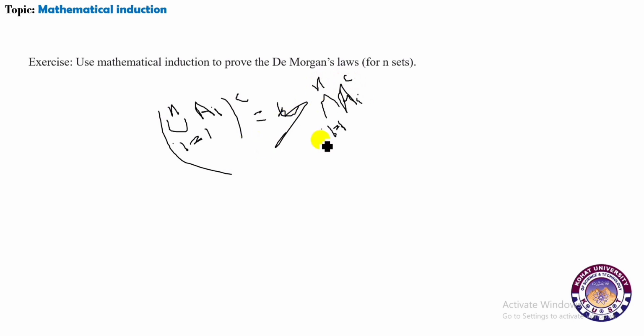Similarly, you can also try the second form of the De Morgan law, that is the complement of the intersection of A_i, i equal to 1 up to n, is equal to the union of A_i complement, i equal to 1 up to n, with the help of mathematical induction.